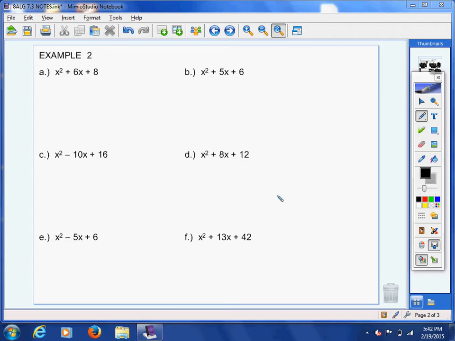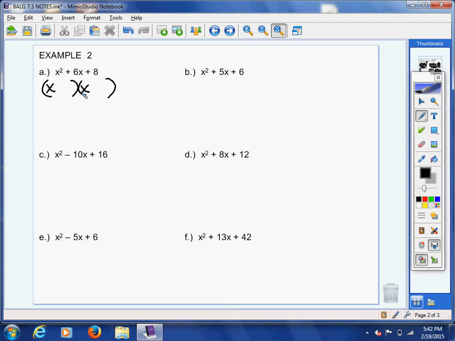So what I'm going to do is show you A and C, and I'm going to leave the rest of them for you for extra credit, 1 point each, since I've already taught the concept. So remember, we're going to do our 2 quantities. I need factors of 8 whose sum adds up to be 6.